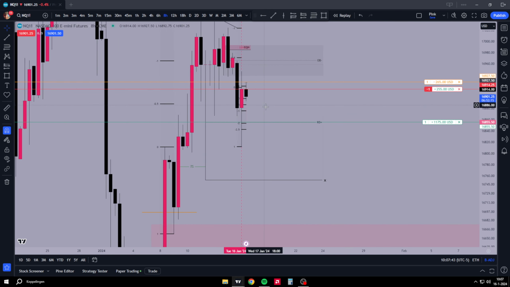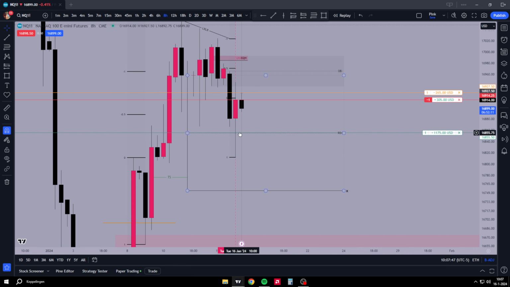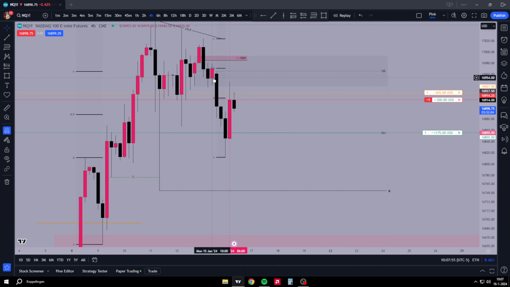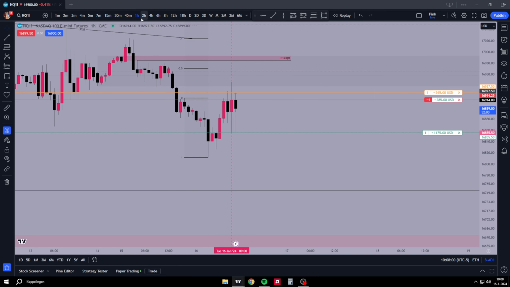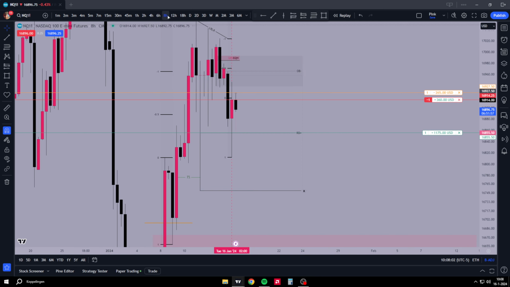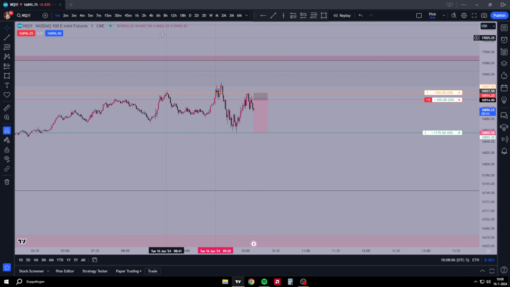Even though we respected that consequent encroachment of that rejection block, we tapped into that order block, pushed up, closed lower on, where was it? I don't even know. I don't even know what candle it was.